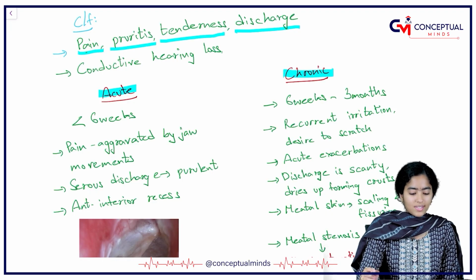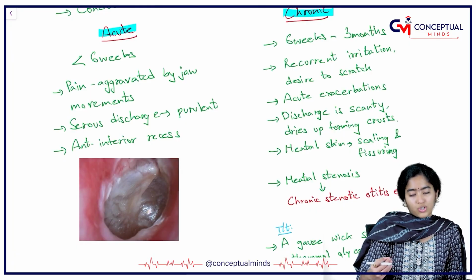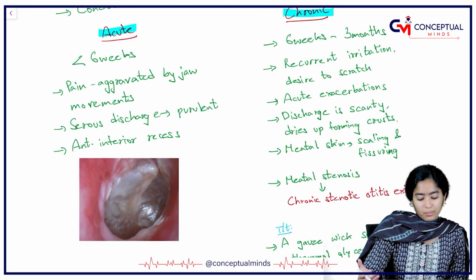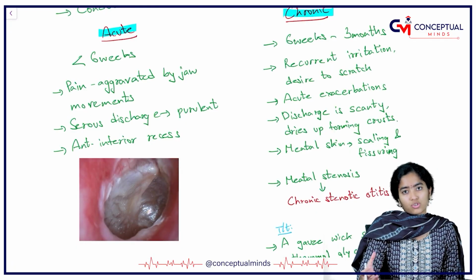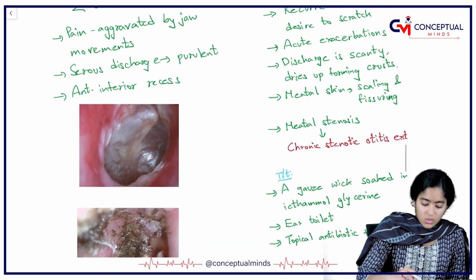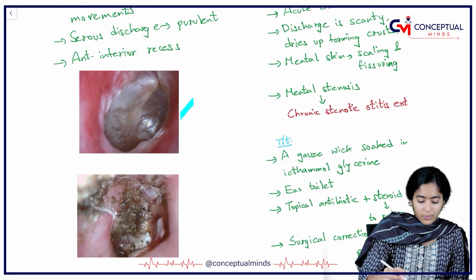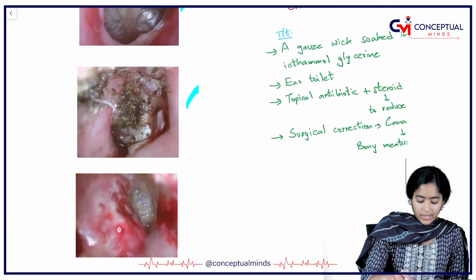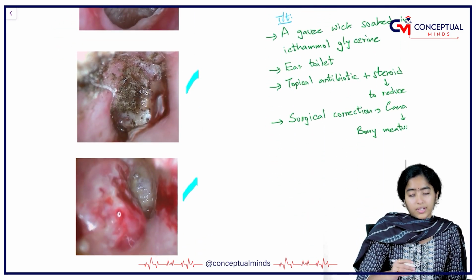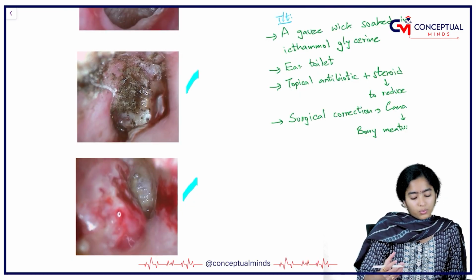Acute is if it is less than 6 weeks. There is pain, and that pain is aggravated by jaw movements, and the patient has a serous discharge followed by purulent discharge, and this discharge and all the debris gets collected in the antero-inferior recess. So these are the three types of severity. The first one is a mild variety, this is a moderate variety, and this is finally the severe variety, where the canal is very badly swollen and very narrow.